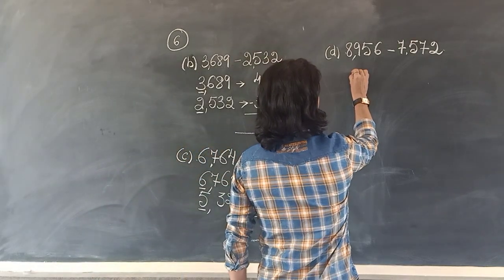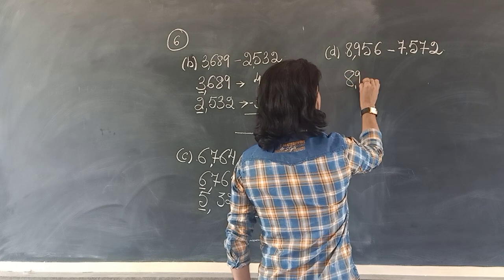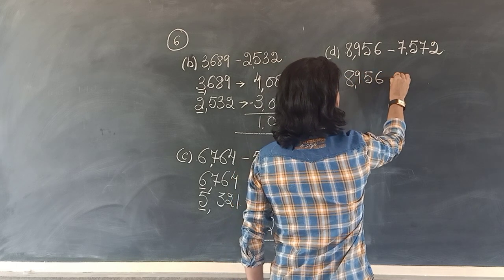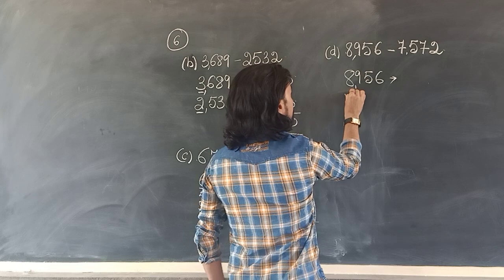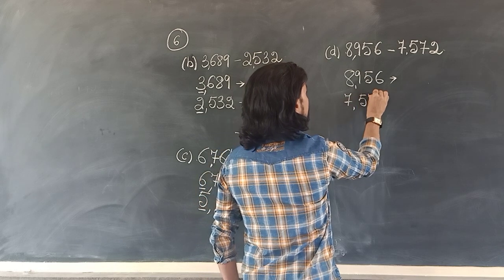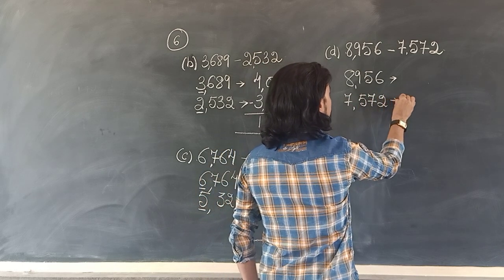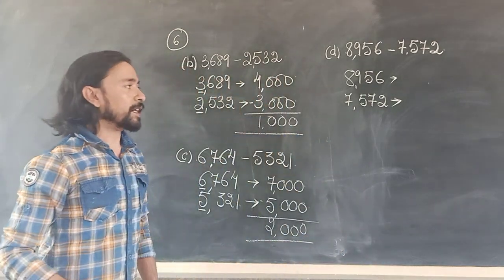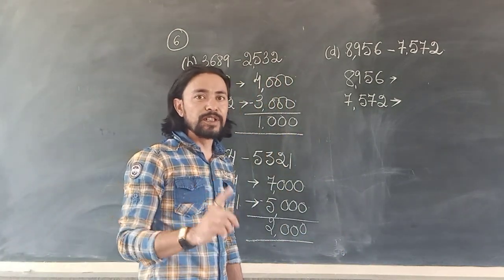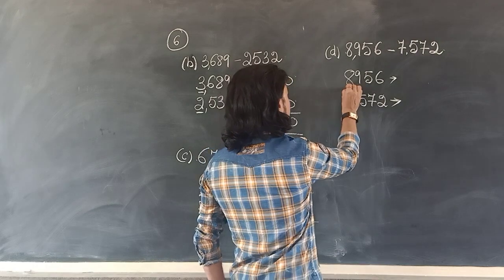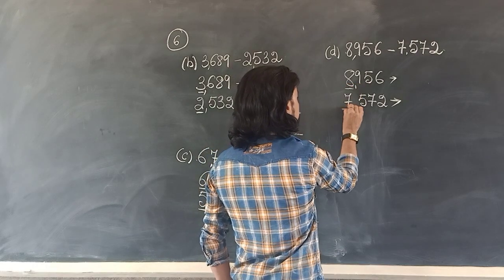Let's come to the next sum. 8,956, I put an arrow. 7,572, I there also put an arrow. Again, I am rounding off to the nearest thousands. So I underline my thousands place value.